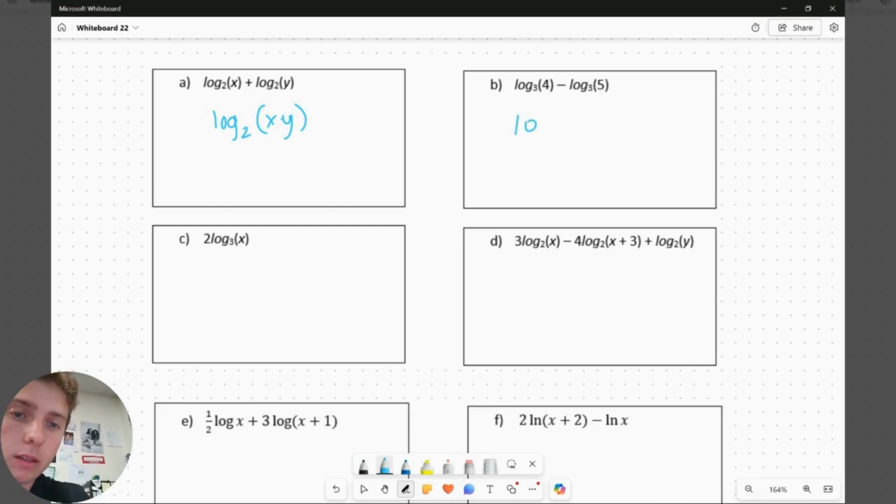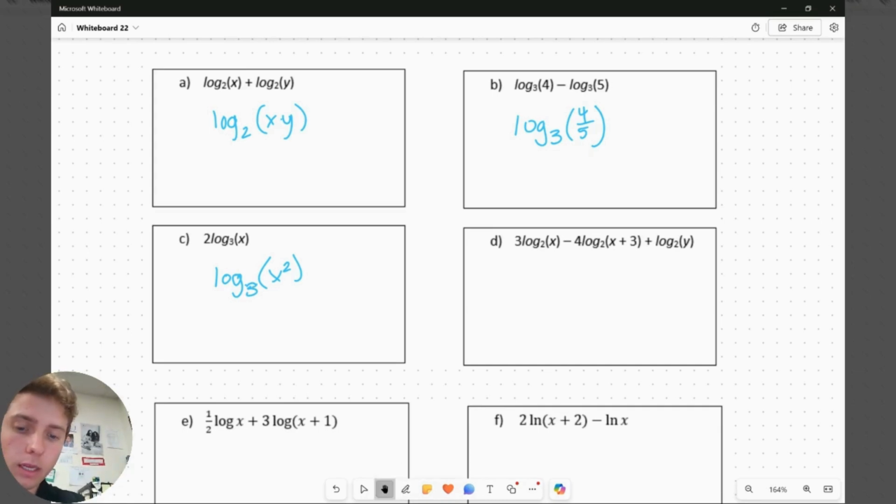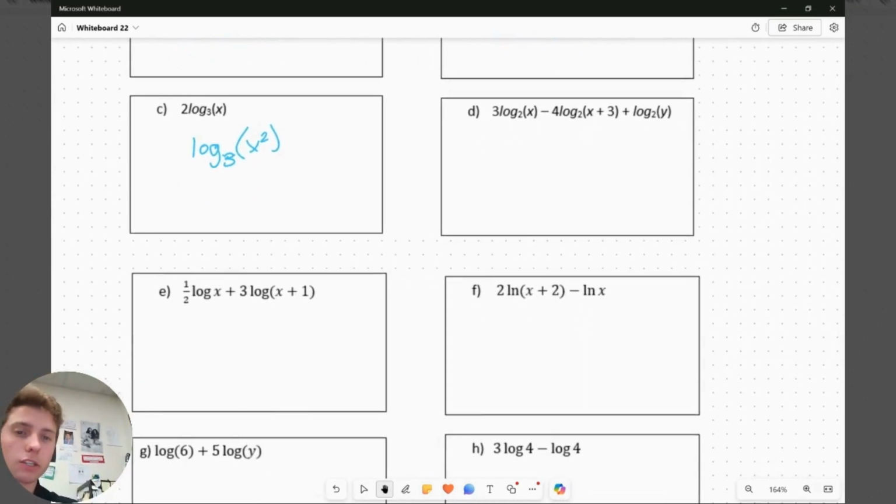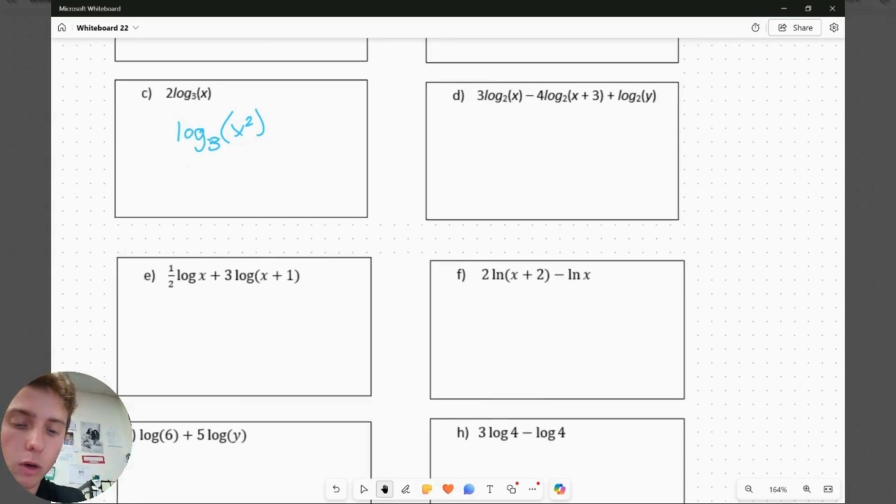Part B, log base 3. They're subtracting, so that meant those two parts were dividing on the inside. Part C, there's a number in front. That must mean there is an exponent on the x when you move it to the inside. And we can continue that process for each of these, looking at maybe some more challenging examples like D.